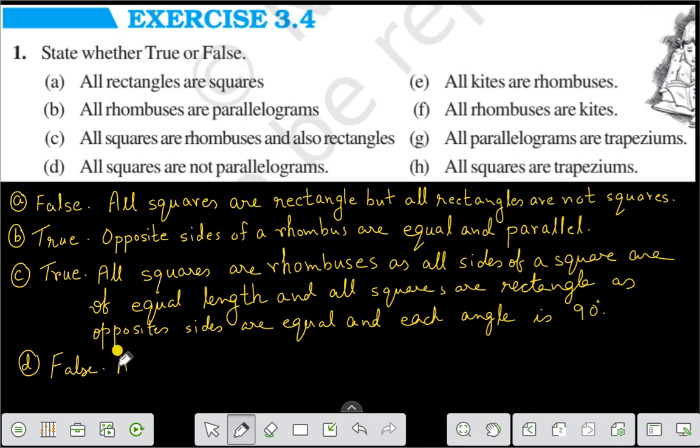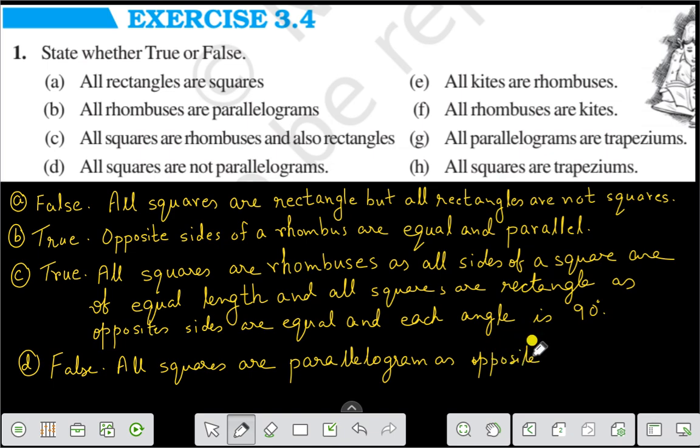All squares are parallelograms, as opposite sides are equal and parallel. Right? We'll solve question number E.